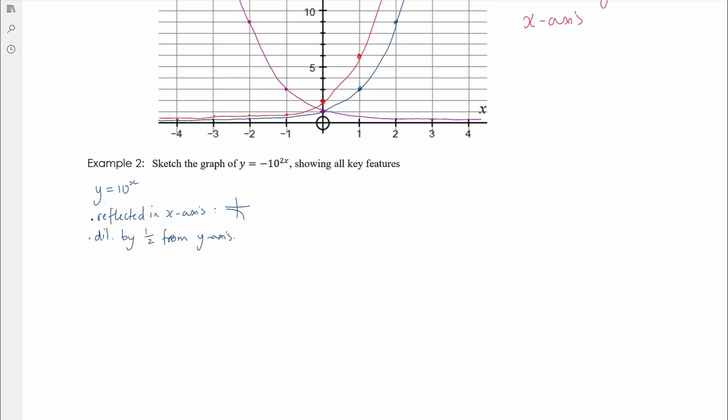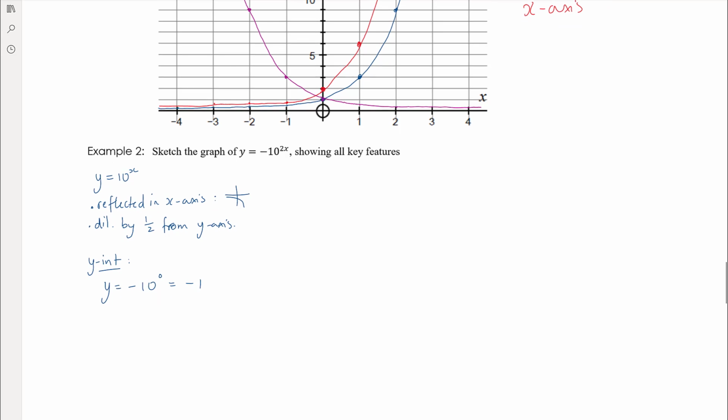We'll simply show that by calculating points. So we'll calculate a couple of points here. Obviously it's going to cross the y-axis, so we need our y-intercept. So we let x equals 0: y equals -10 times 2 to the power of 0, so that's -10 to the 0, which is -1. Remembering that -10 to the 0 doesn't equal (-10) all to the power of 0. It would have to have those brackets. It instead equals -1 times 10 to the 0. So -1 times 1. Okay, so we've got our y-intercept.